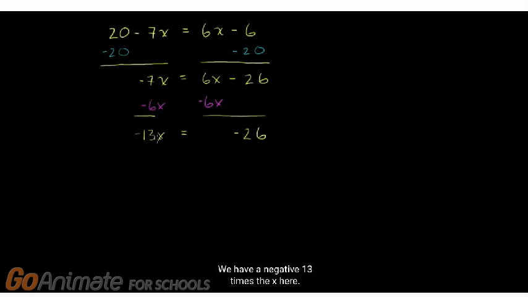And we have a negative 13 times the x here. So the best way to isolate it is if we have something times x, if we divide by that something, we'll isolate the x. So let's divide by negative 13. Now, you know by now, anything you do to the left-hand side of an equation, you have to do to the right-hand side. So we're going to have to divide both sides of the equation by negative 13.